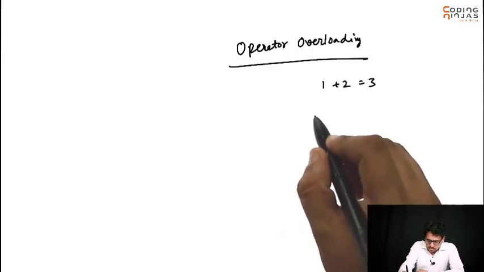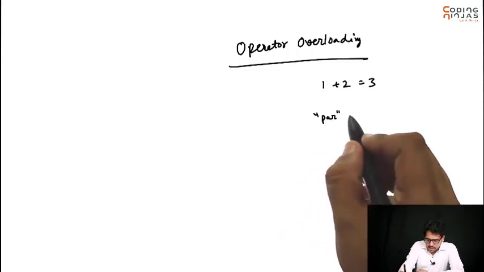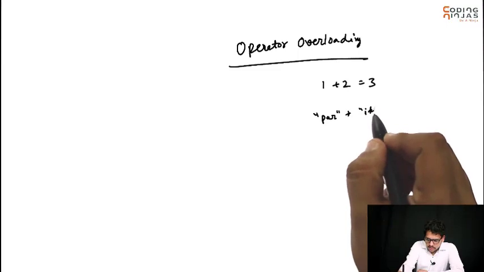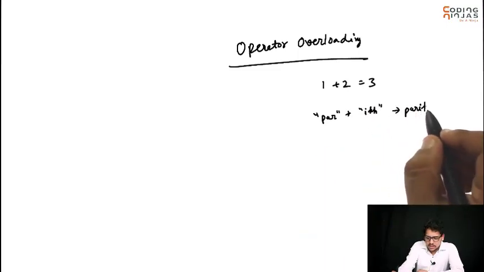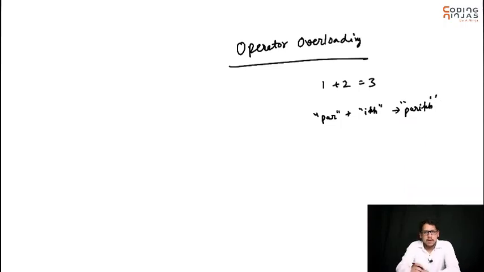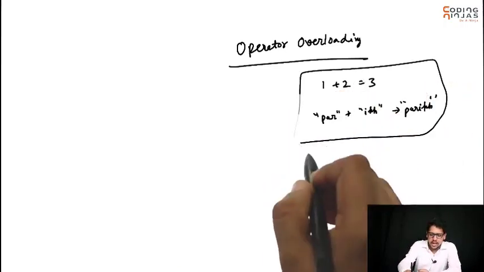When we add two strings, it gives you the output concatenation of these two strings, par plus ek is equal to par ek. Correct. So how is this happening?